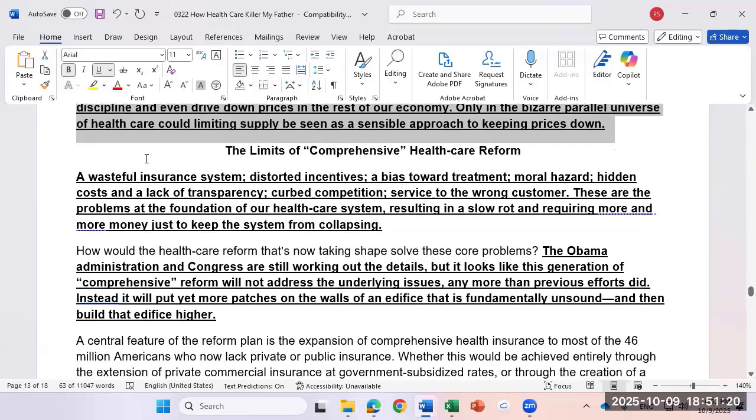Now you see the same thing with education. Education prices are going up. Your college prices are going up. It's ridiculous. Is that because they're hiring a lot more professors?